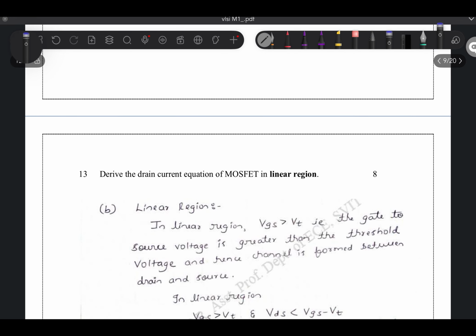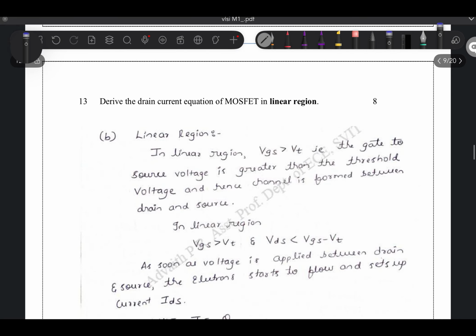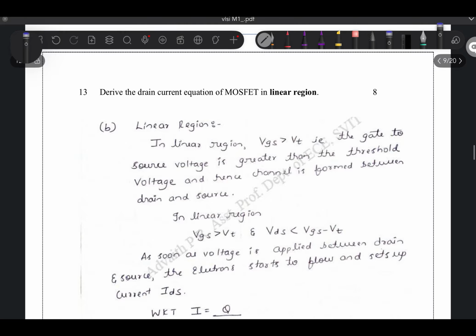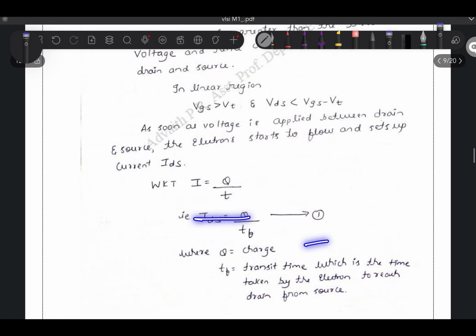Now comes part 2 of this module, where the main thing is what you should be deriving. First one is the linear equation. One thing you should remember: whether it is for drain current, NMOS or PMOS, anyone can be asked, but the derivation remains the same. So you should take these equations for the linear region, then assume this.